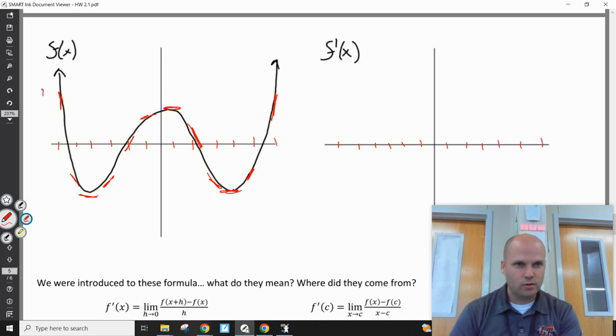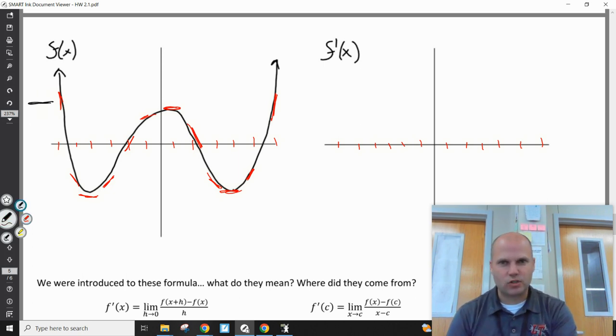What do I have? Super negative slope. This is a super big negative slope. Okay. Super big negative slope. Less negative. Zero. Little bit positive. Less positive.